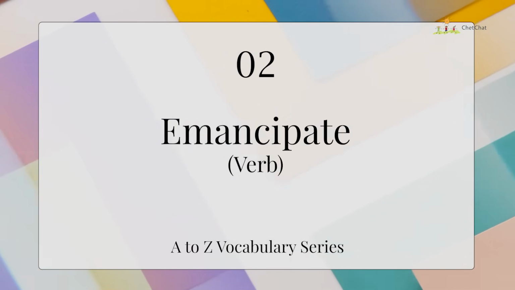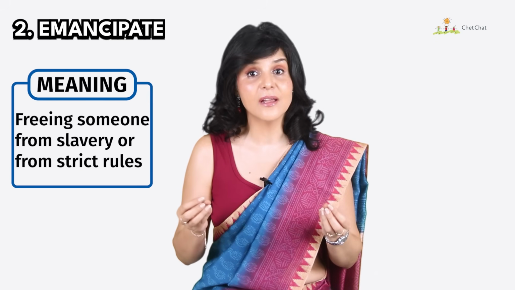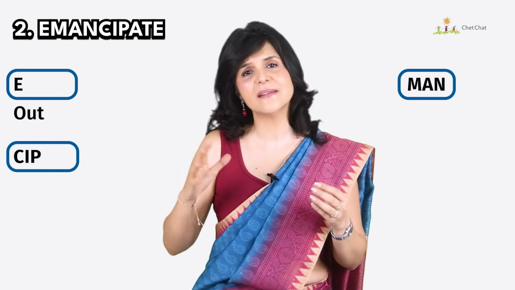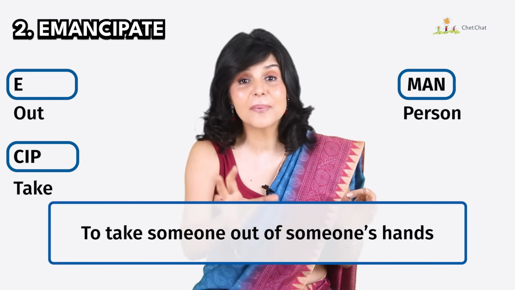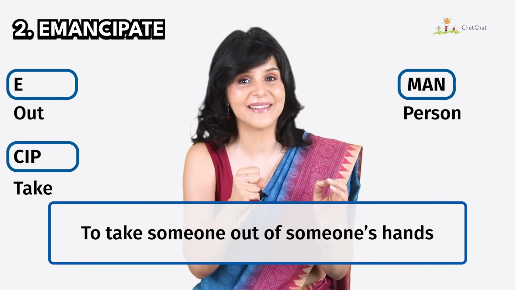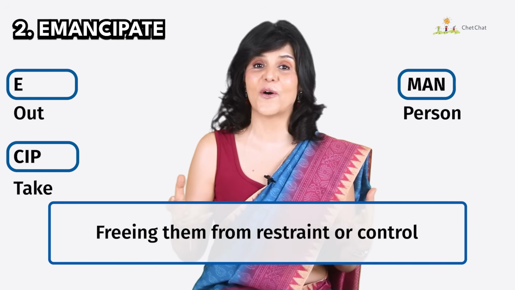Our next word is emancipate. Emancipate means to free someone from control, restraint, or oppression, like freeing someone from slavery or strict rules. Let's break up the word emancipate. What do we get? E plus man plus sip. The letter E means out, just like eject means to throw out, and erupt means to break out. Man means person or hand, and sip means to take. So, emancipate means to take a person out of someone's hands, freeing them from restraint or control.